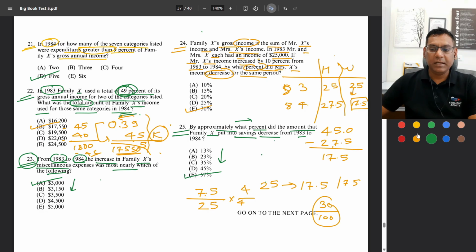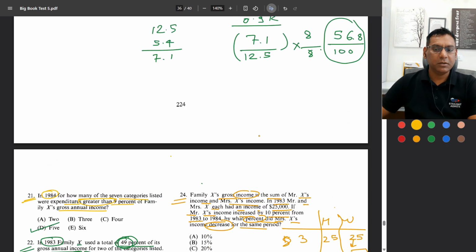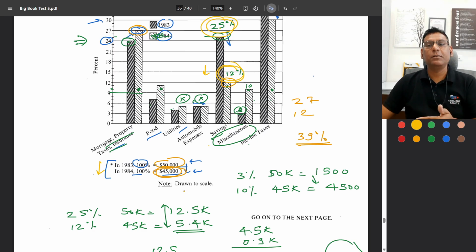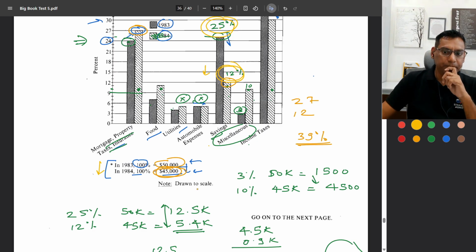Okay, there's another kind of shortcut way to do this question. So see, look at this number. This number is really decreasing, by more than 50%. Correct? I'm only talking about the percentage. The percentage itself has reduced by more than 50%. And the base has also reduced a little bit, by about 10%. So the answer choice has to be more than 50%. Correct. This is more than 50%.